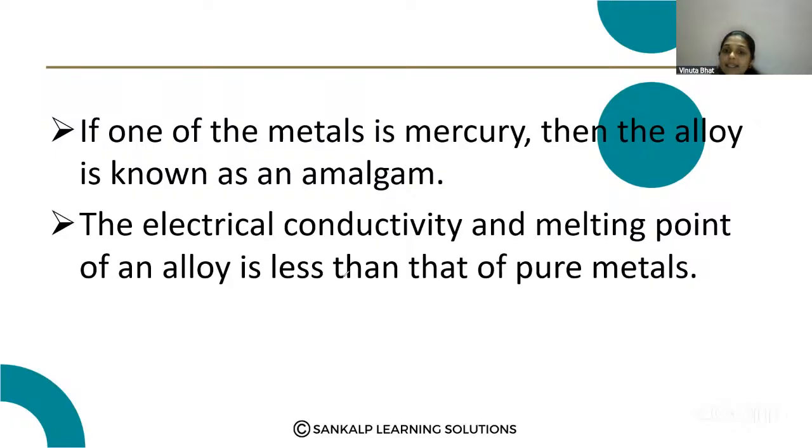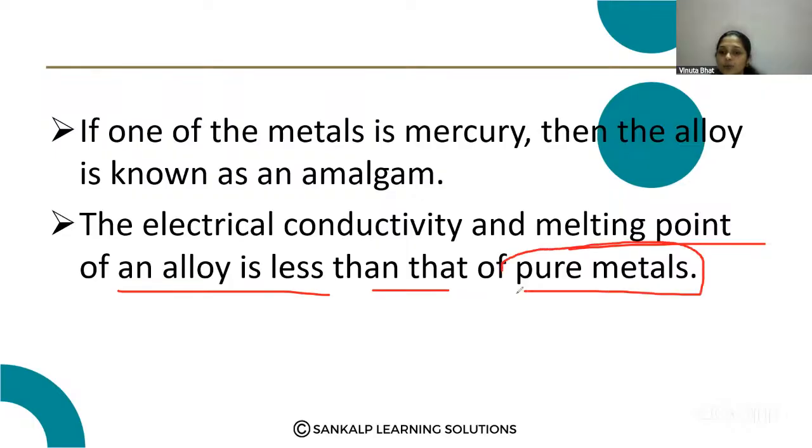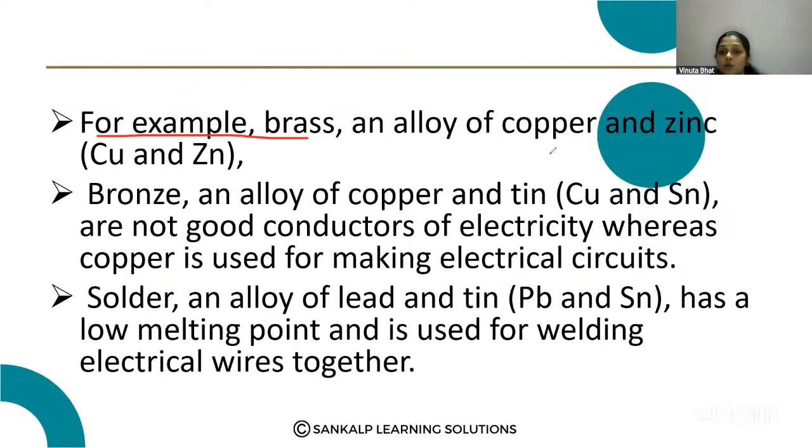So the electrical conductivity and melting point of alloys is less than that of the pure metal. Next one. So here some alloys are given. What are the components of those alloys, that is very important. For example, brass is the alloy of copper and zinc.